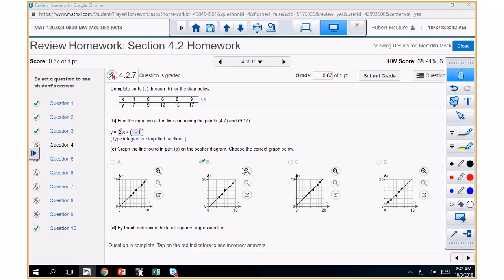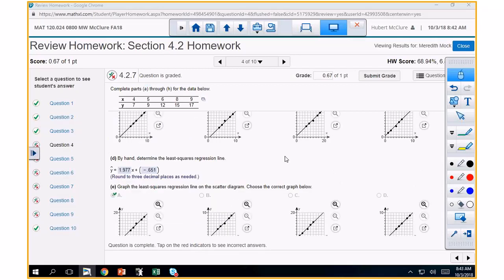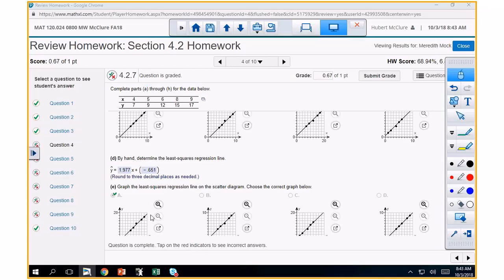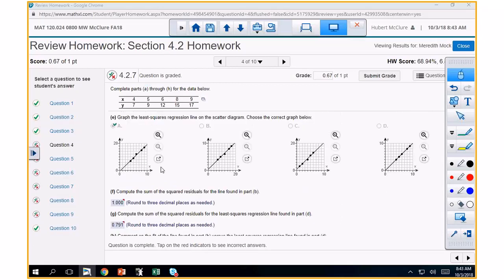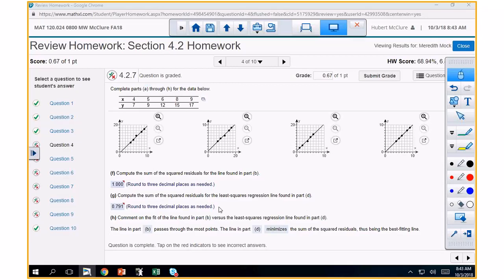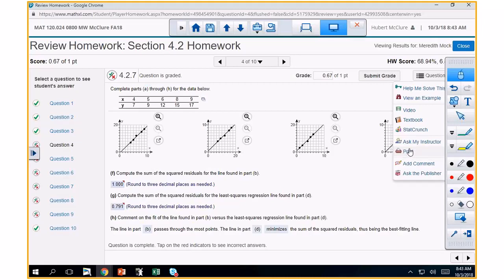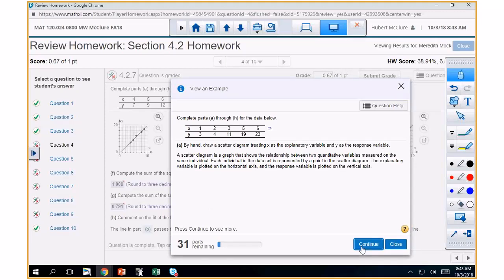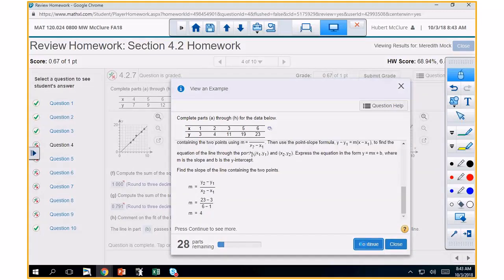Okay, graph the part. We did that right here. By hand, determining the least square. Is that what we got on the Excel spreadsheet? 197. Okay, we did that. And that's the best fit line, which is there. Okay, F and G. Let's see what F and G is, because I've never taught the sum of the squares. Let's go to F and G and see what they're doing so we can decipher what to do on the homework.